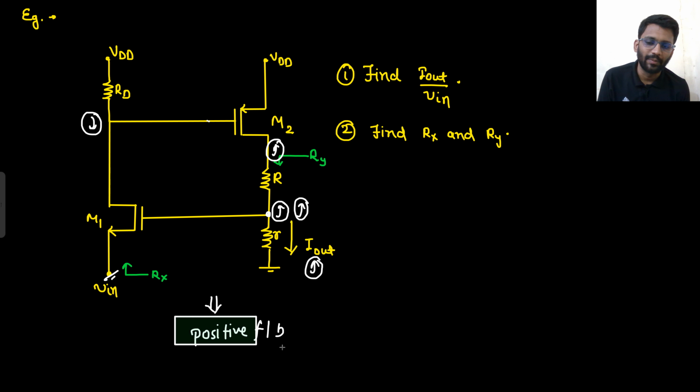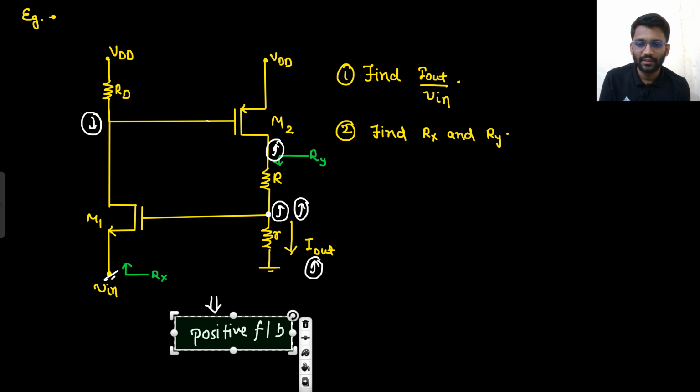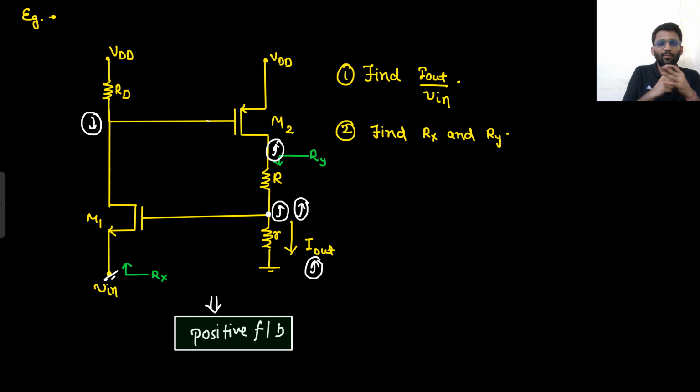So this question will be interesting now. Right? You need to find I out by V in, Rx and Ry. You can find it without the concept of feedback very easily. So let's find it without the concept of feedback. That will be very easy, but with the concept of feedback, you need to use your brain this time because now there is positive feedback. So with the concept of feedback, you will have to use the brain.